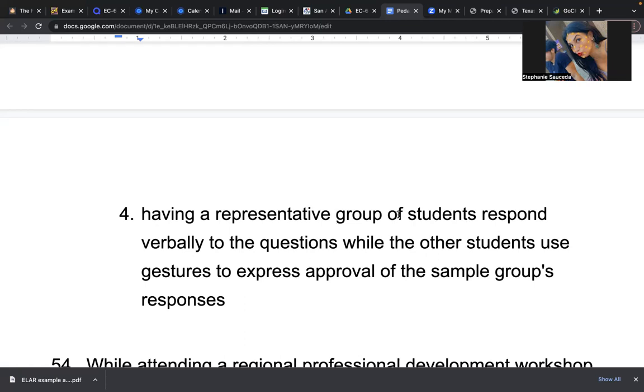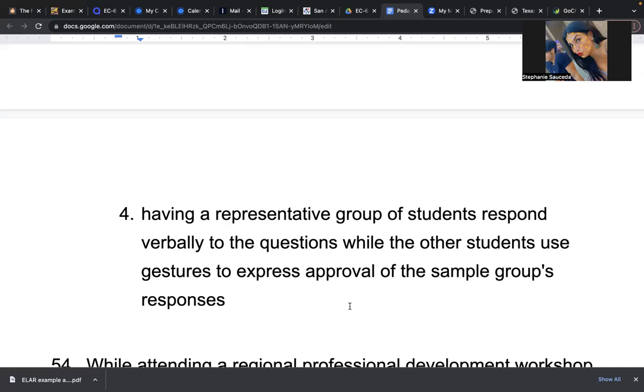Well, how is that going to make it to where I know everybody's prior knowledge? It's not. I'm only going to know that little group, and then I don't even know what the other students think, they're just nodding yes or no. This is not universal for everyone. Everyone cannot participate in this. 4 is a no for me.